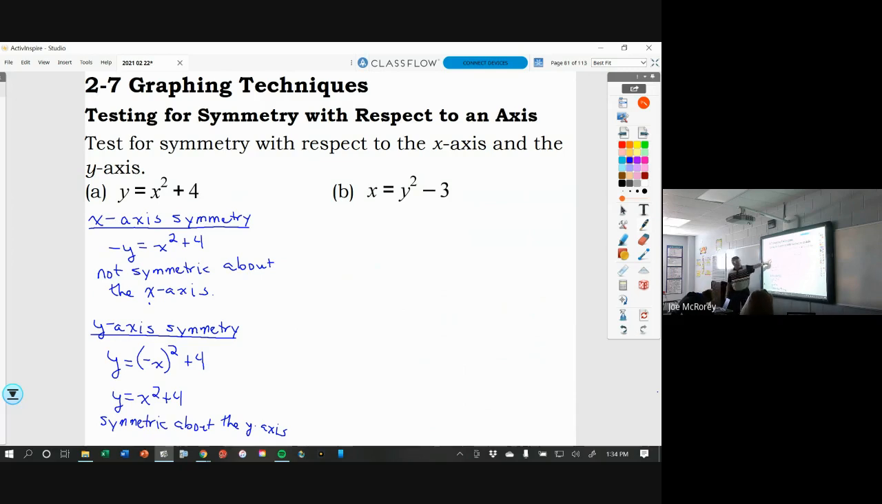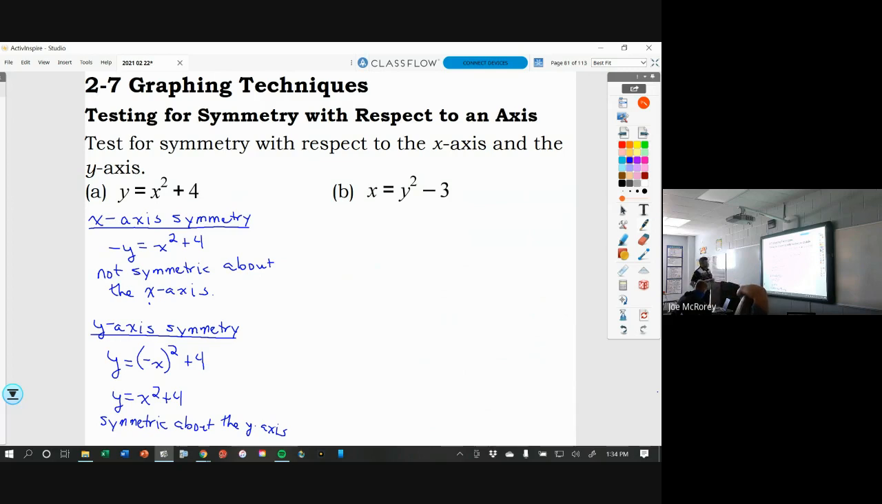What does this graph look like if you were to graph y equals x squared plus 4? A parabola opening up, shifted up 4 units. Well, isn't the parent parabola symmetric about the y-axis? Yes. If I move it up 4, isn't it still symmetric about the y-axis? Yes. So that really makes sense.